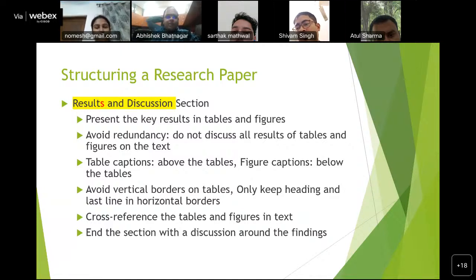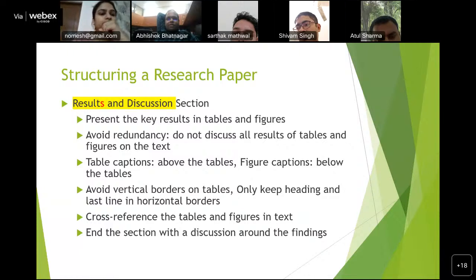So you have to present the key results in tables and figures and avoid redundancy. For example, if a table has 10 rows, there is no point in discussing all the 10 rows in the text because that would be redundant, and no one is going to read that. And similarly for figures, if you are presenting some graph, you can highlight the edge cases or the extreme values rather than giving an interpretation of each and every bar chart. Just discuss things which are relevant and which add value.